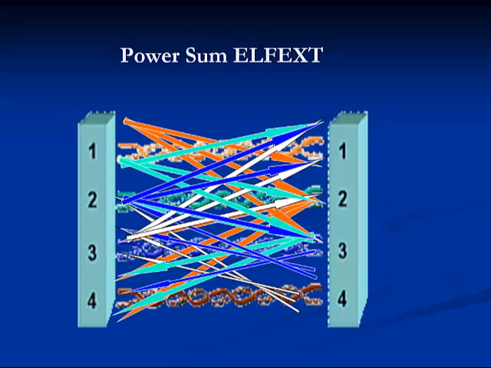Equal level far-end crosstalk, or ELFEXT, is the crosstalk coupling between copper pairs measured at the point of the cable opposite to the signal source, taking into account signal loss or attenuation. ELFEXT is calculated, not measured, by subtracting the attenuation of the disturbing pair from the far-end crosstalk on the disturbed pair.